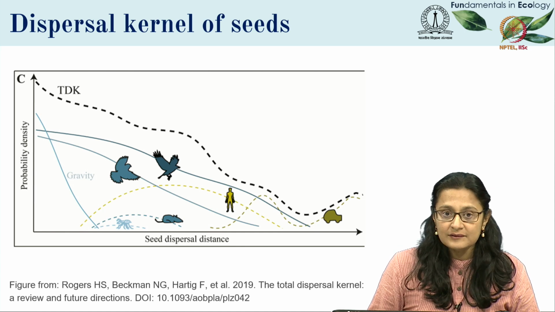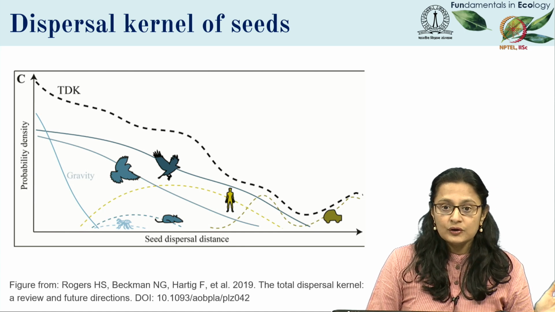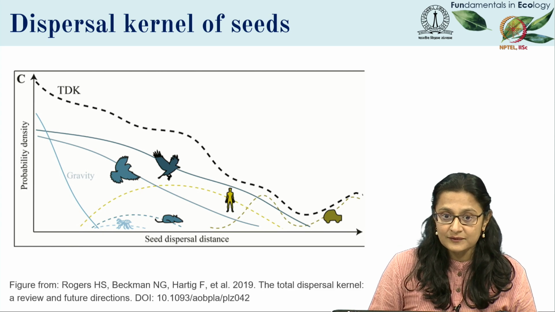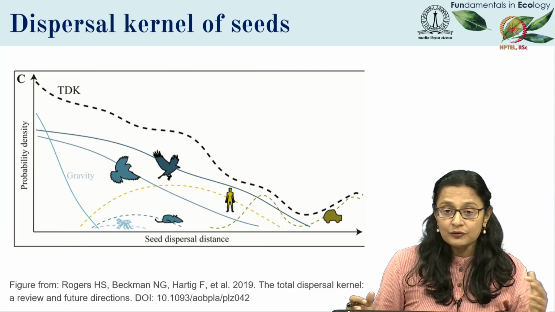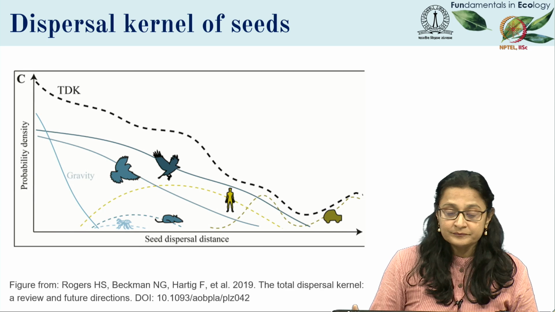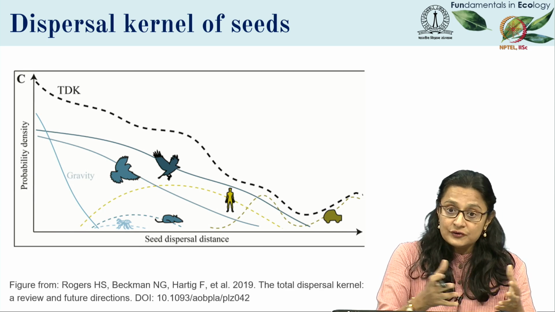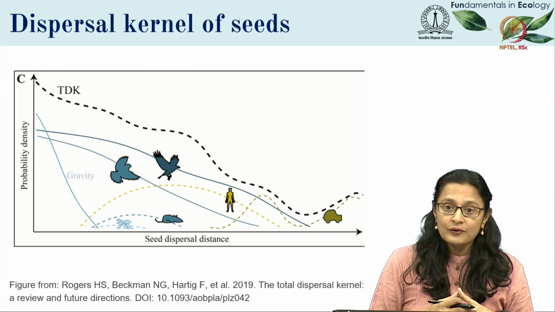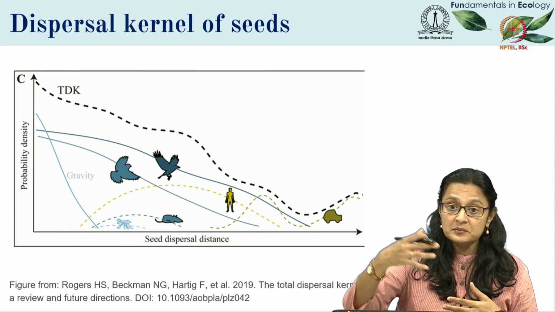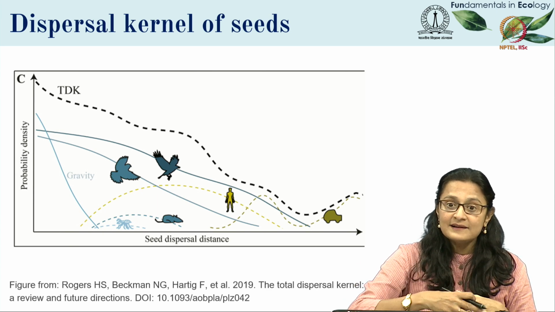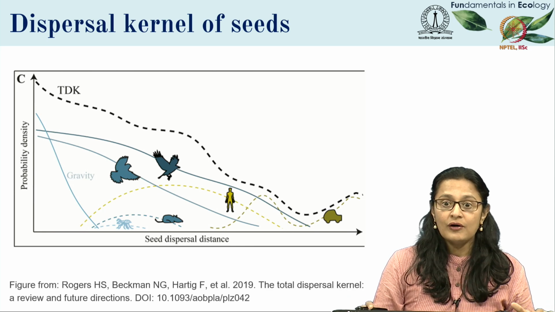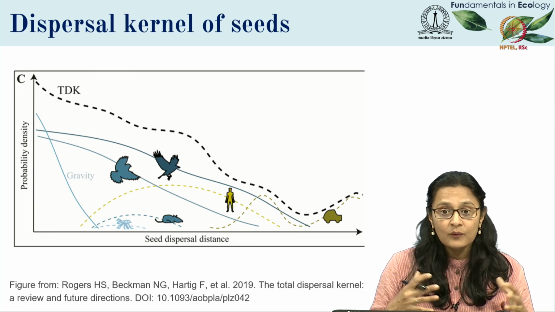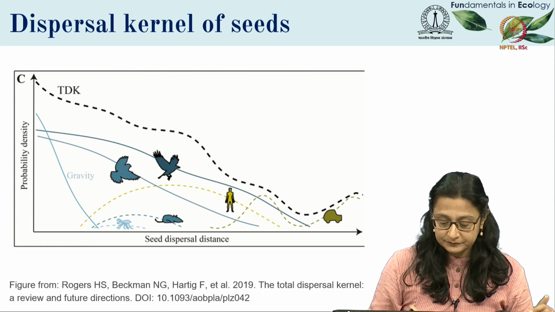And this matters because it allows us to determine the dispersal kernel of seeds. So a combination of all these different vectors can influence the distribution of seeds away from parent plants, and therefore not only influence the dispersal of seeds, but the dispersion of plants in the environment, meaning how spaced out they are.